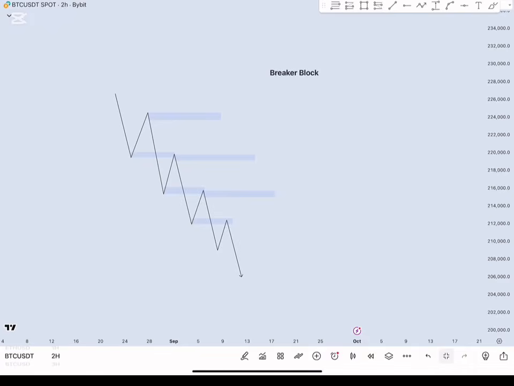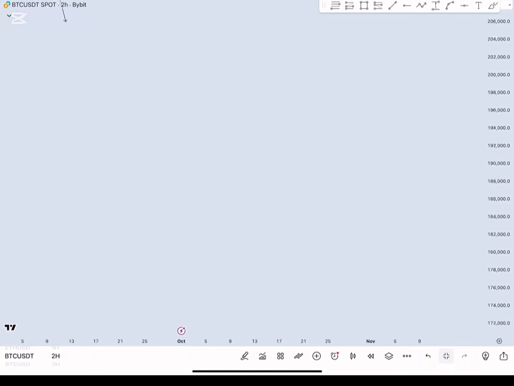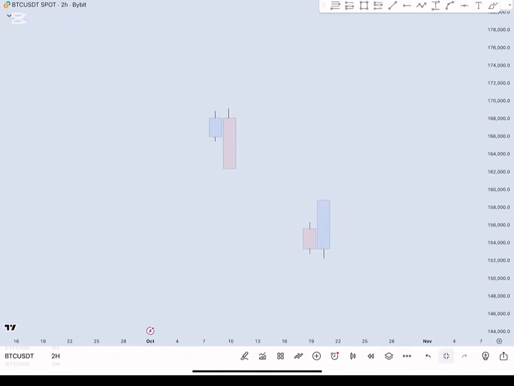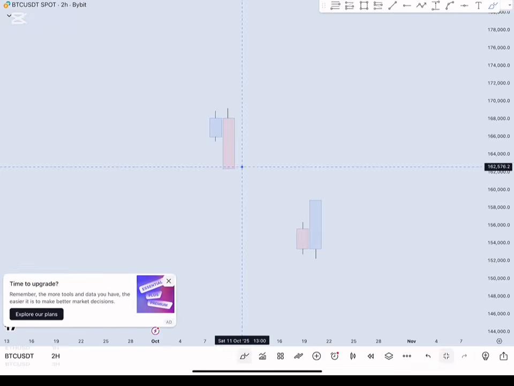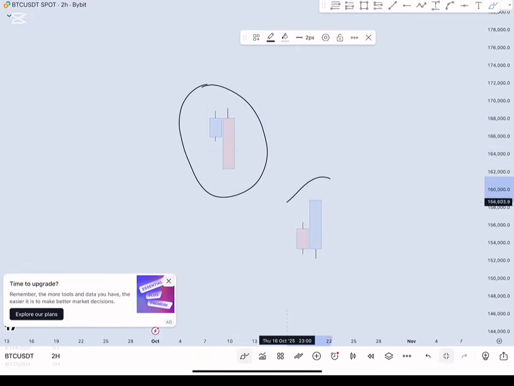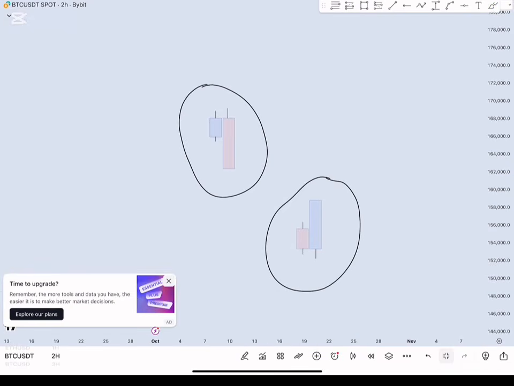For us to identify our order block, there is a candlestick pattern that we pay attention to, which is the engulfing pattern, the engulfing candlestick pattern. This is one candlestick pattern that will help us identify our order block. So this is how the engulfing pattern looks. This one here is the bearish engulfing pattern, and this one here is the bullish engulfing pattern.